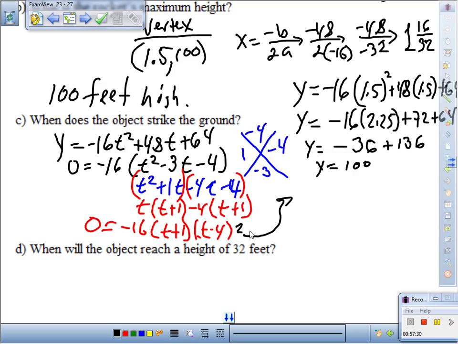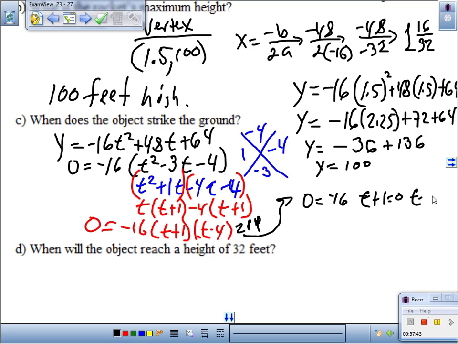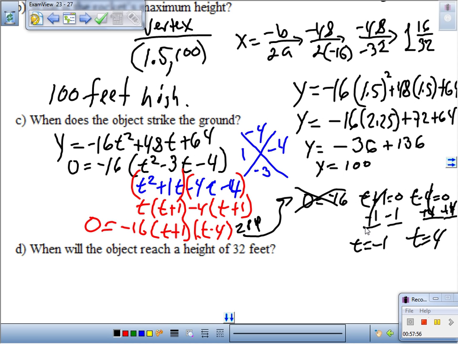Next step, ZPT. That means we set up each factor equal to 0. T plus 1 equal to 0, and T minus 4 equal to 0. This cancels because it's not true. So minus 1, t equals negative 1, plus 4, t equals 4. Tell your neighbor the part C, what's the solution for part C?